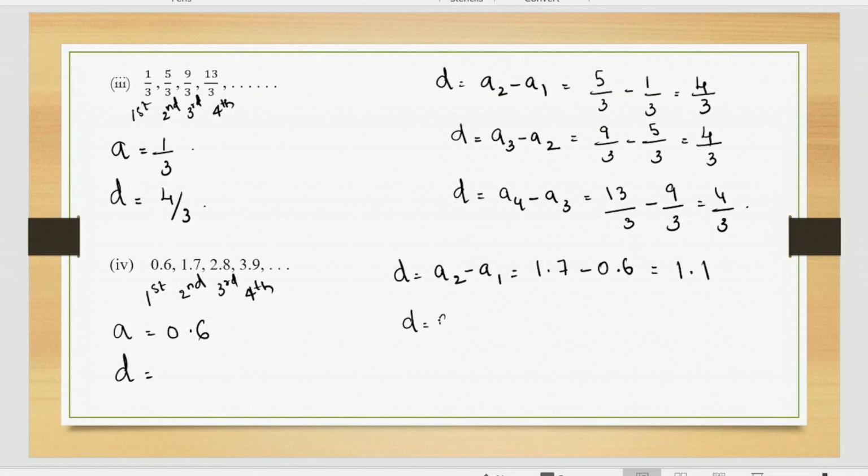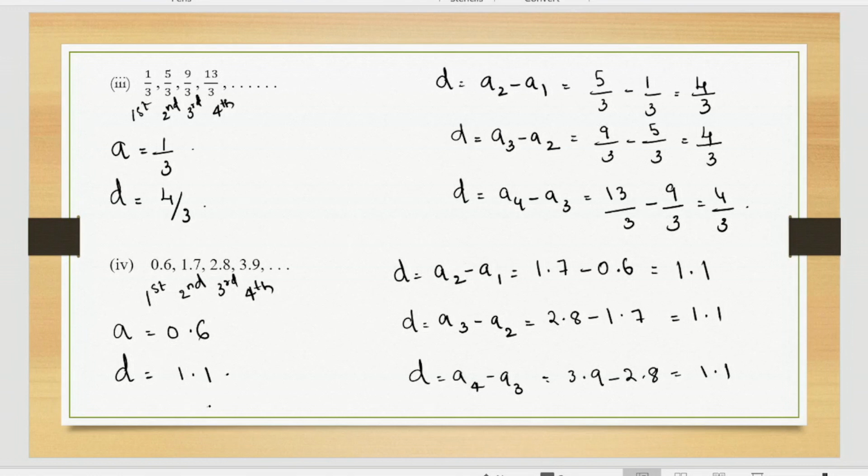If we find the common difference for the next two terms, that is A2 and A3, you will get A3, which is 2.8, minus 1.7, which is 1.1. And for the last two terms, 3.9 minus 2.8 is 1.1. So the common difference we can see in this AP is 1.1.